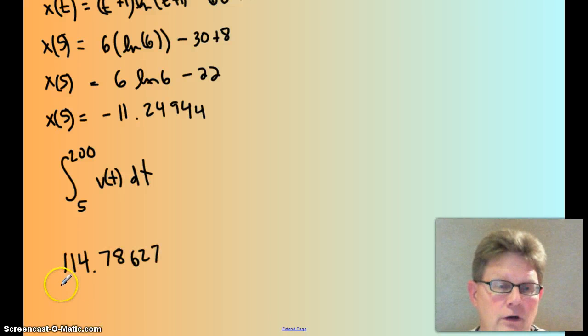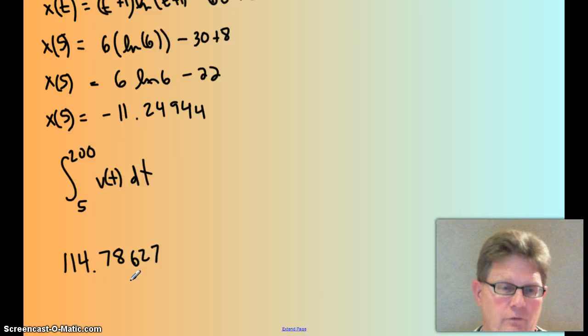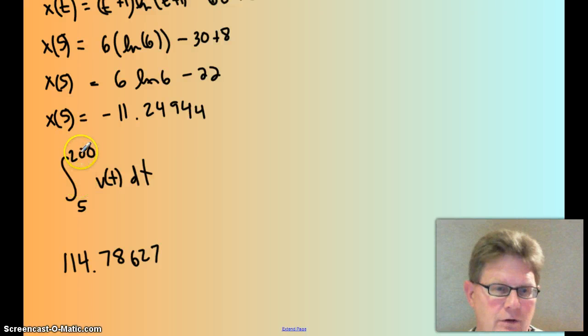Now my answer is 114.78627. I know you got a negative answer there, but it's asking how far has the particle moved. It didn't say whether it moved to the left or to the right, just how much it's moved. It's moved 114.78627 from its original spot at 5 to 200.